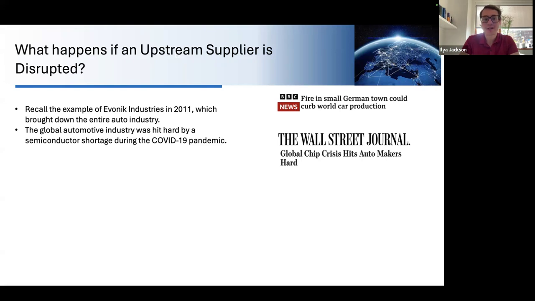So as the result of a fire in a small German plant, the whole automotive industry of Germany was disrupted. It required a lot of effort and a lot of collaboration between major companies like Volkswagen and BMW to coordinate efforts and resolve the shortage.